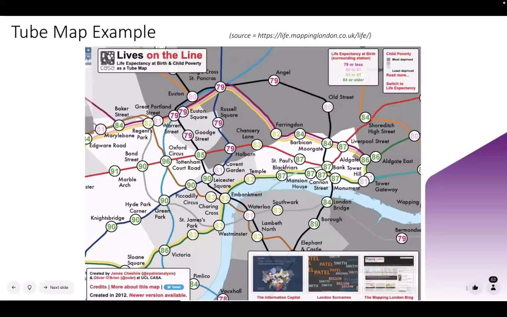They wanted to show life expectancy statistics in a fresh light by mapping them against London tube stations. So they had London tube stations as their main unit of analysis, which is really cool.